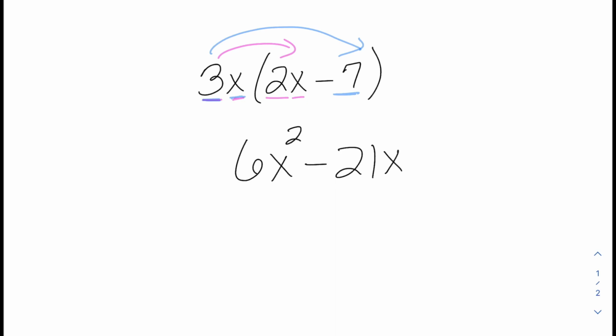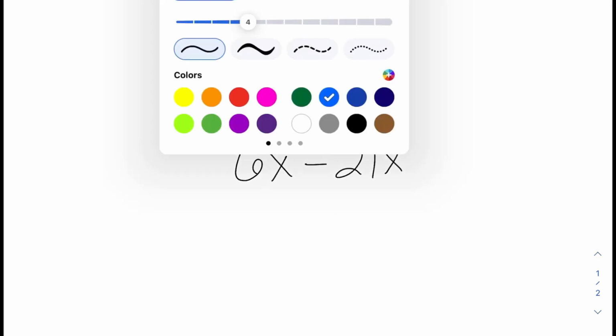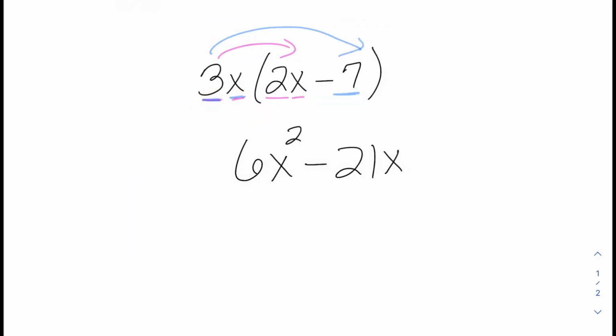There's several mistakes that people make from time to time, and one of the most common mistakes is that students only multiply the 3x and the 2x, and they just put minus 7 at the end. Make sure you don't make that mistake. Make sure you multiply everything outside the parentheses to everything inside the parentheses.